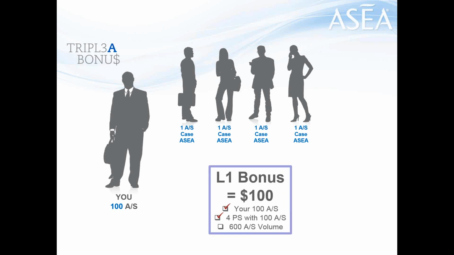But now we've got to look at making the 600 front level auto ship volume. And one way you could do it is, let's say this person here added 4 tubes of Renew 28 to their auto ship, and this person over here added 4 tubes of Renew 28 to their auto ship. Then we would now have met a total of 600 front auto ship volume. That's one way. Let's take a look at another scenario.